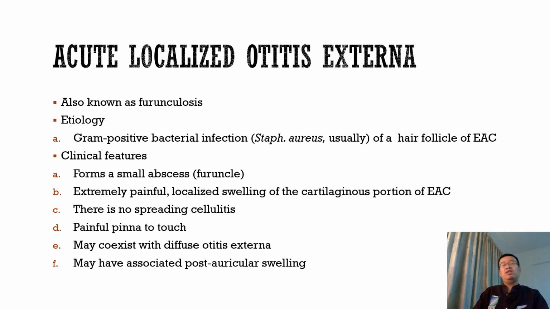Next up, localized otitis externa, also known as furunculosis. Now, Staph aureus is the most common because it involves the hair follicles in the EAC itself. So multiple follicles causing it, furunculosis. Extremely painful swelling is usually at the cartilaginous portion of the EAC. The pinna is painful to touch, and it may have coexisting diffuse otitis externa. You may get post-auricular swelling because of the retroauricular lymph nodes behind there.